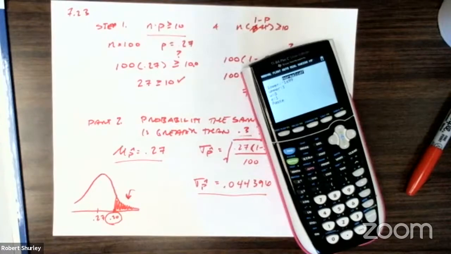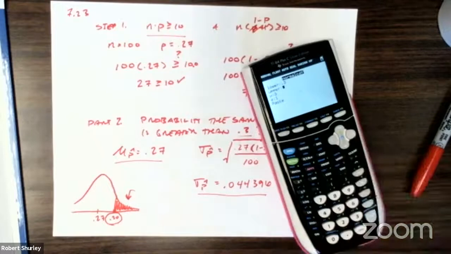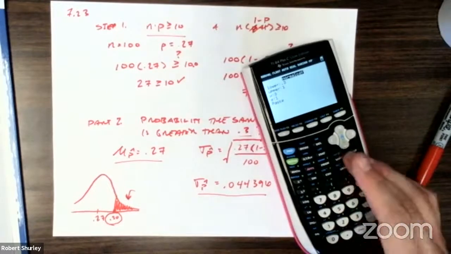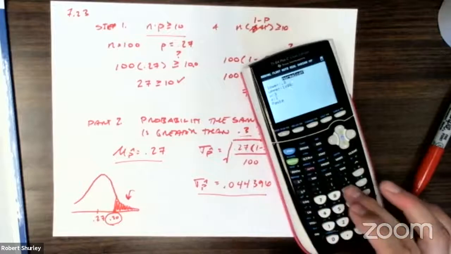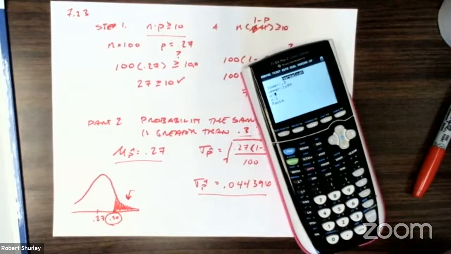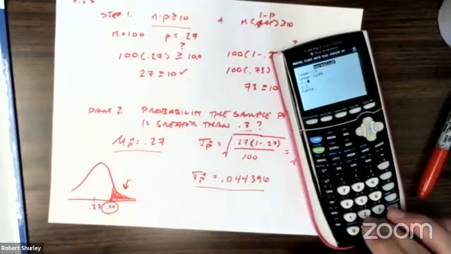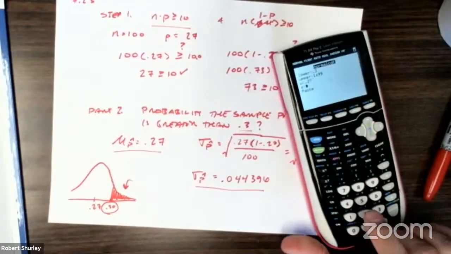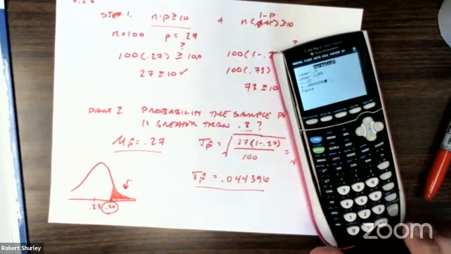The lower is going to be 0.3 because it wants to know what proportion are greater than 30%. The upper is going to be infinity. My mean and standard deviation are what I found. So 0.27, and standard deviation is 0.0044396.